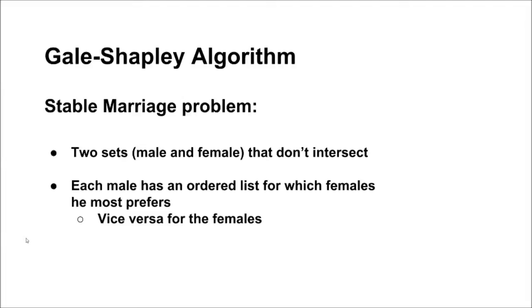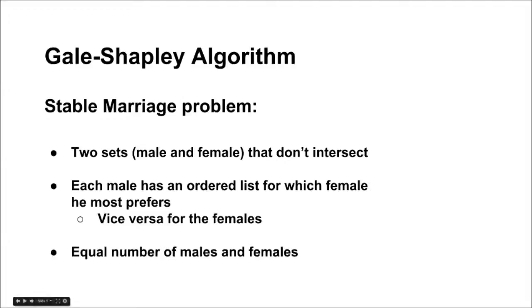The list will also vary from person to person, so if you have two guys, Fred and Charlie, Fred's list might be different to Charlie's list, although they have the same people that will be ordered differently. This also applies to the females, they'll have their own ordered list as well. There are also an equal number of males and females, so nobody gets left out.